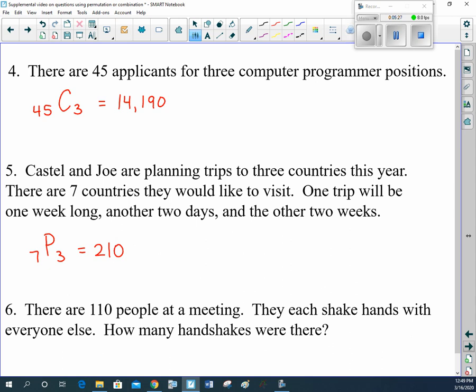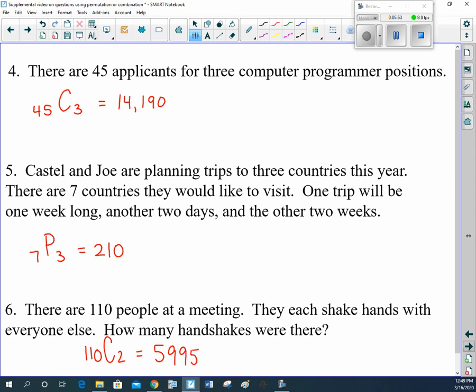Okay, there are 110 people at a meeting. They each shake hands with everyone else. How many handshakes were there? It doesn't matter who they shake hands with or the order. They're just shaking hands with everybody. Takes 2 people to shake hands. So there's 110, and this is a combination of 2. So 110 combination 2 is 5,995.